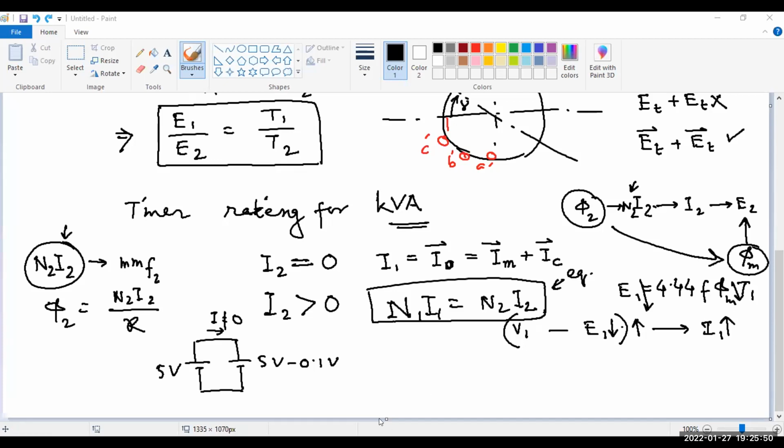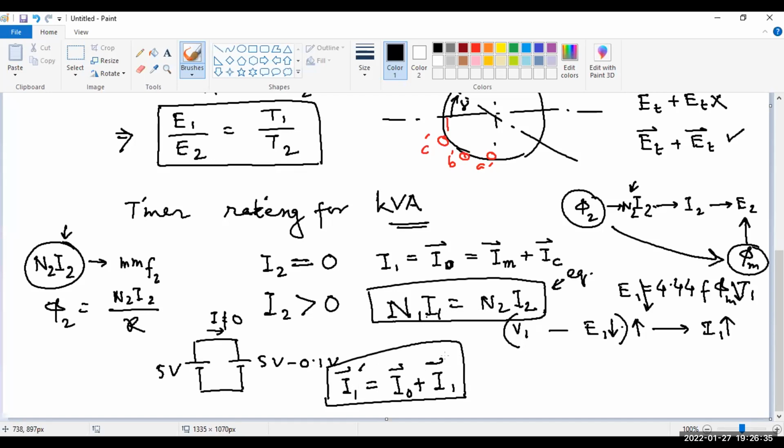Okay, so let's start again. So I think you have understood how the MMF balance we have in a transformer. After this MMF balance, additional current flows in the primary coil, that is I1, but initially we already have this I0. So now the current will be increased, isn't it? And that is another KCL equation, another current equation.